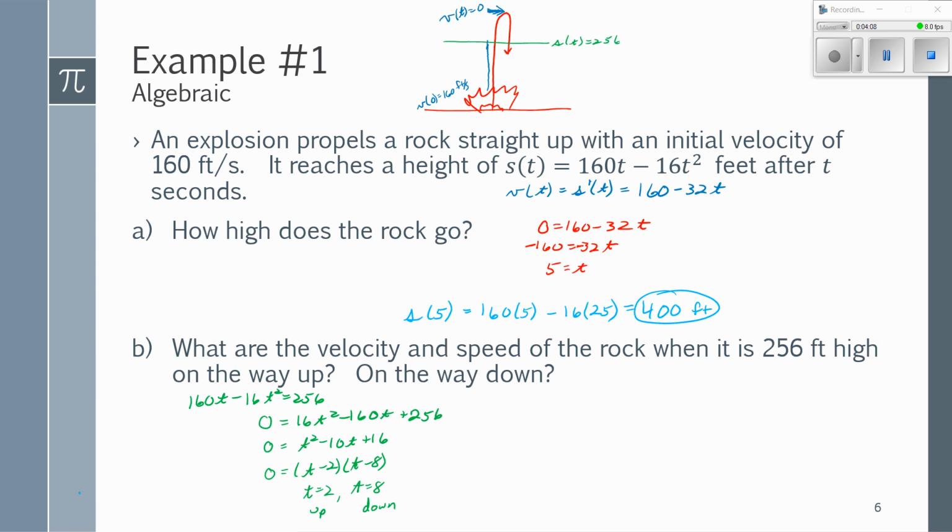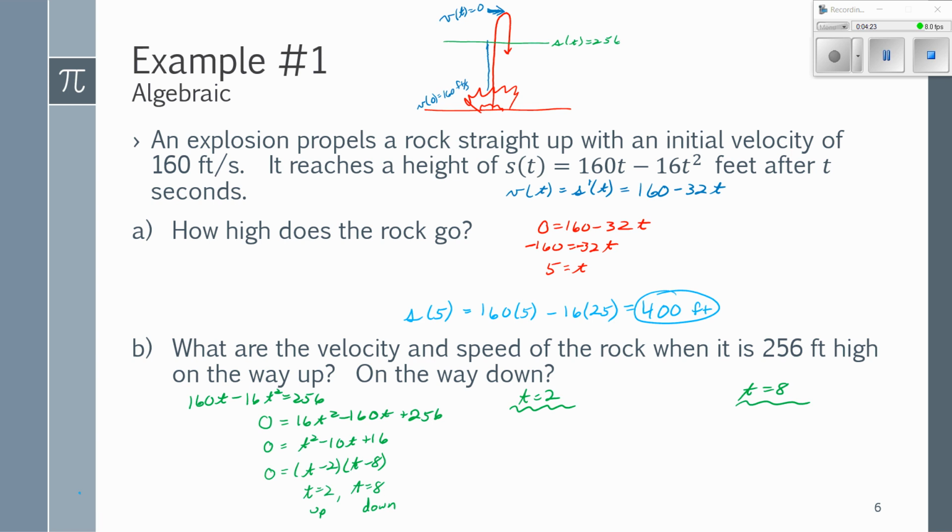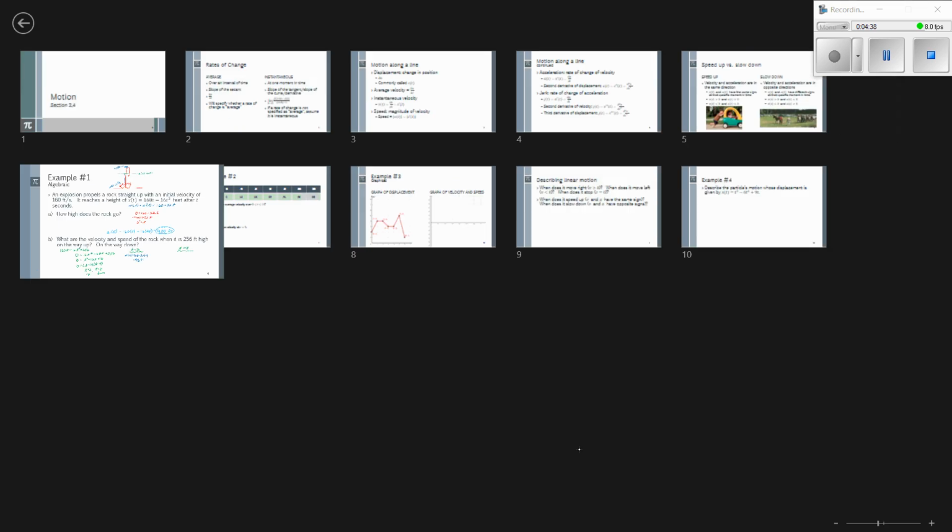But we want to know the velocity and speed going up and down. So I need the velocity and speed when t is 2, and I need the velocity and speed when t is 8. Fortunately, we already found the velocity equation. So on the way up, I just plug 2 into my velocity equation. So v of 2 is equal to 160 minus 32 times 2. Well, 32 times 2 is 64, so this is 96 feet per second.